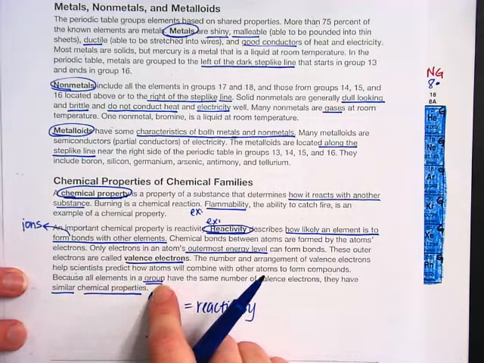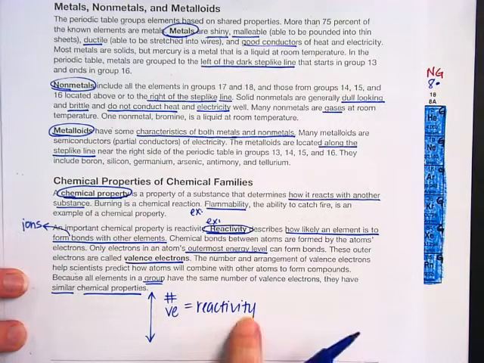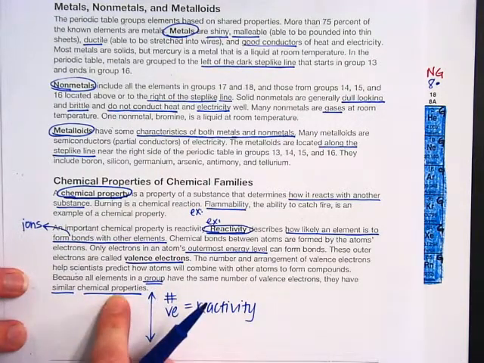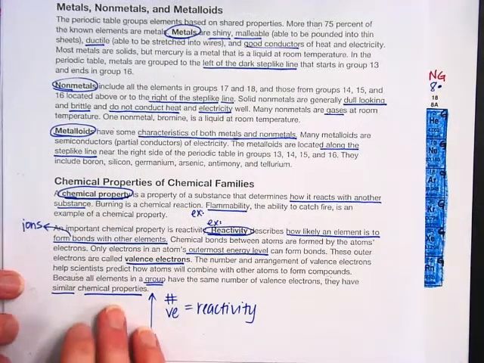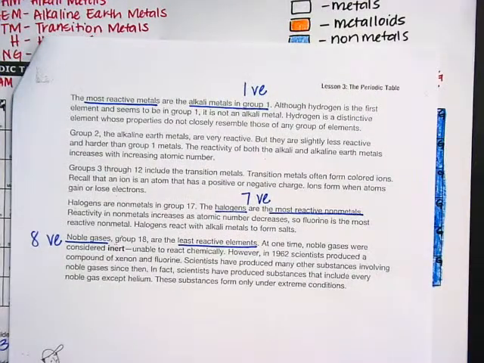Because all the elements in a group have the same number of valence electrons, remember the groups go up and down, they have the same number of valence electrons, that will tell me how reactive they are. These groups have similar chemical properties or similar reactivity. That's what we're going to be going over and learning for the next week and a half now. On the next page, it goes into more depth about the reactivity of the different elements on the periodic table.